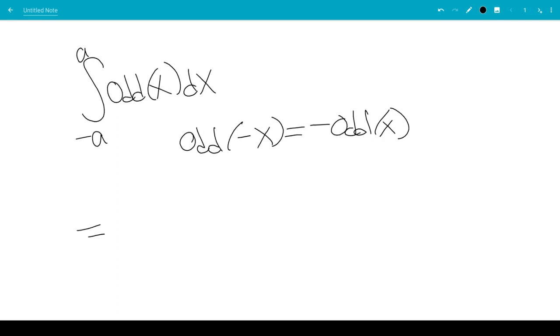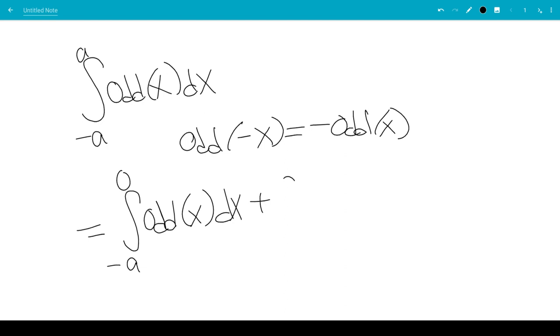The first thing we're going to do is split the integral. We have the integral from negative a to a. We can split that into the integral from negative a to 0 of the odd function of x dx plus the integral from 0 to a of the odd function of x dx.